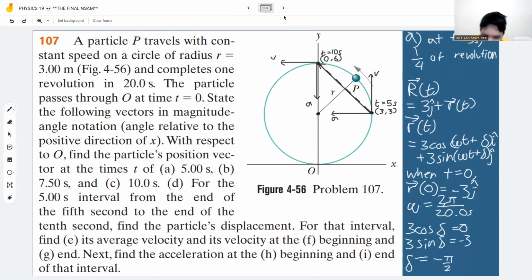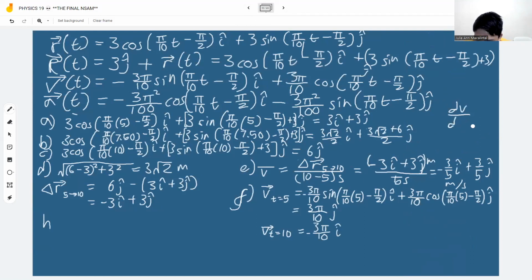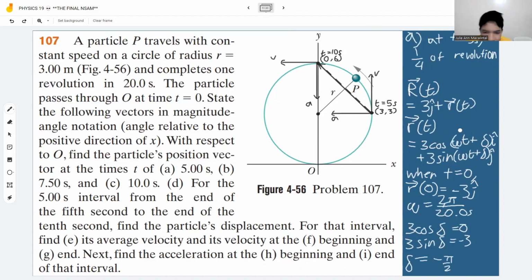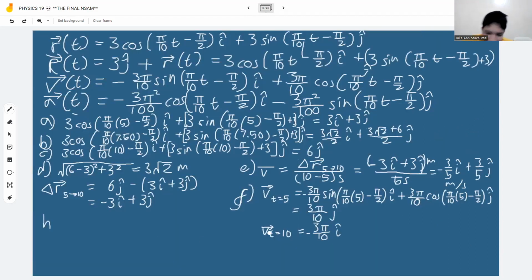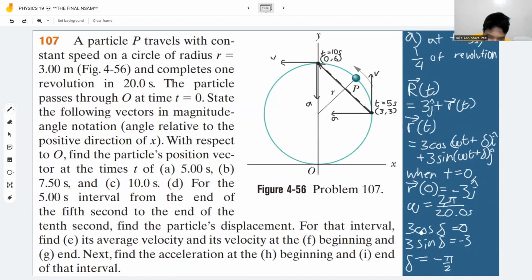Alam natin yung directions. Tapos, for uniform circular motion, the magnitude of acceleration is v squared over r, where r is the radius of the circle. So ano yung radius ng circle? It's 3 meters. Tapos we know the speed. So directions na lang. And then, pero check mo rin. Pag sinubstitute, you get the same thing.